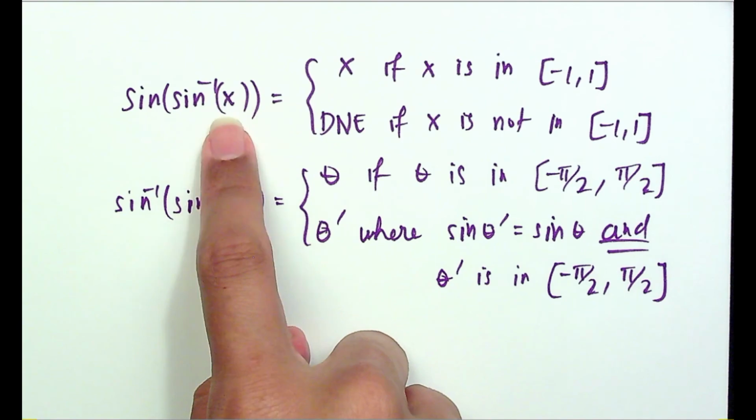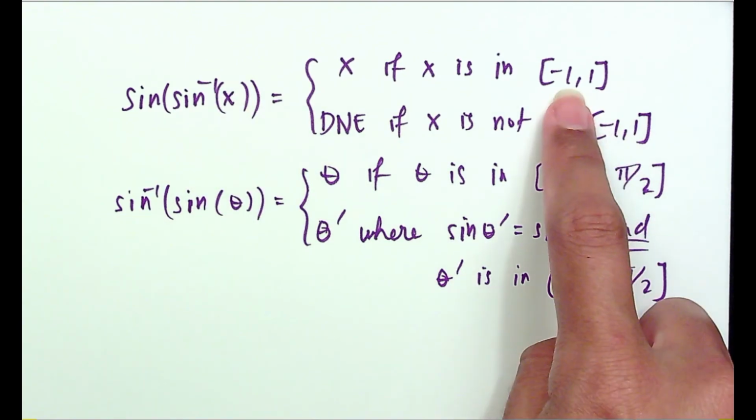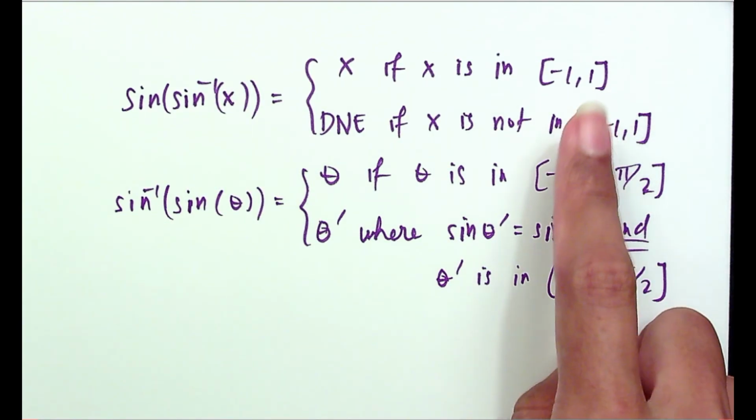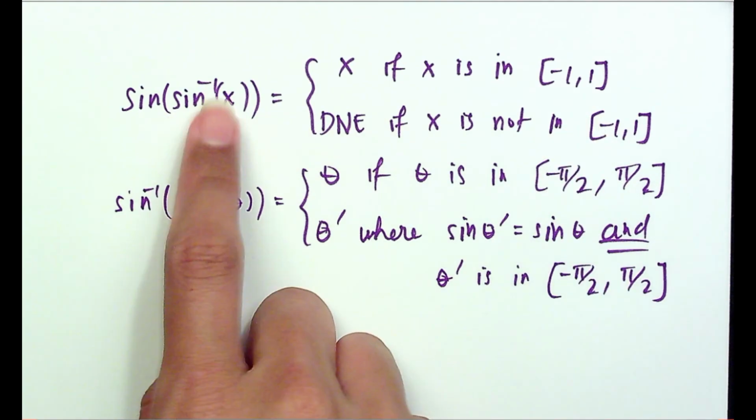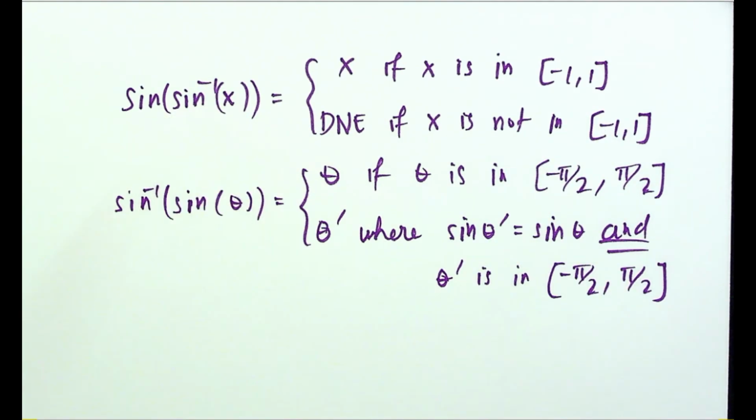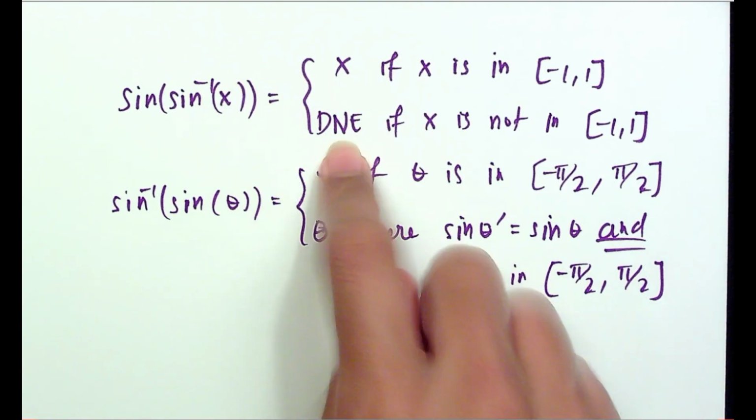Okay, so as long as it's in the domain, what is the domain? The domain is between -1 and 1. As long as it's in the domain, they will cancel each other off. So this is not really a problem. It's either they cancel each other off or does not exist, period.